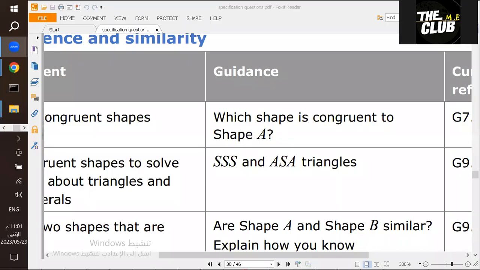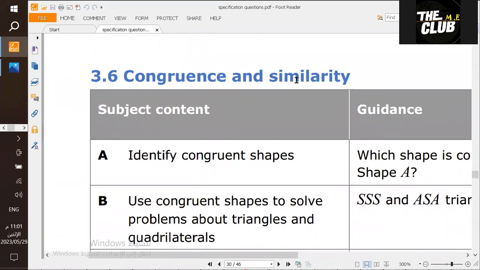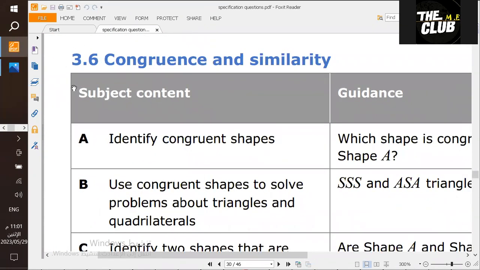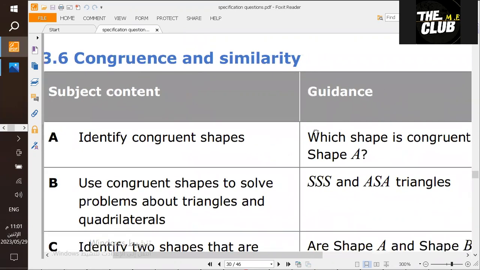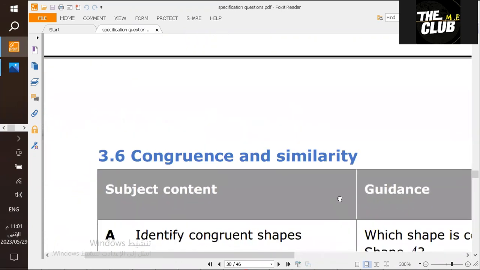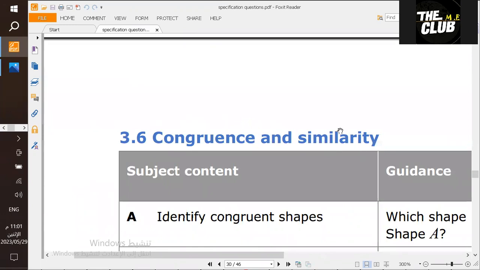Okay, here we're going to talk about the difference between congruent and similar shapes, or congruency and similarity. First, it's necessary we understand the meaning of the two words. Congruence means what? It means it's identical.